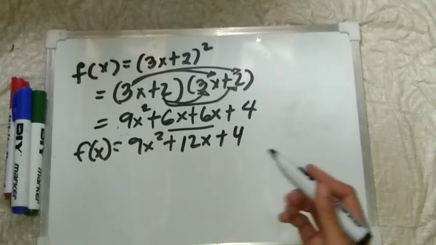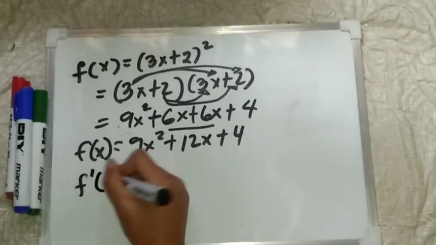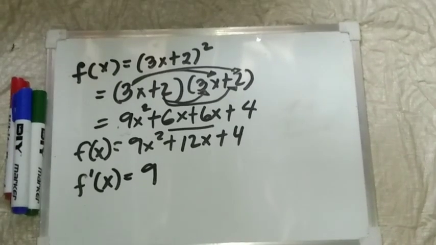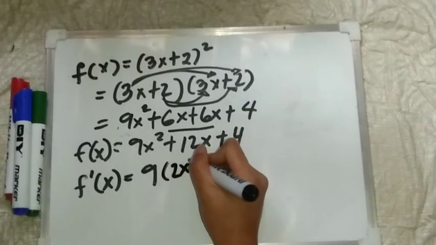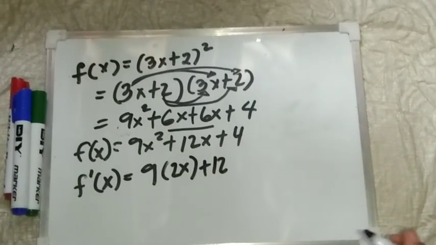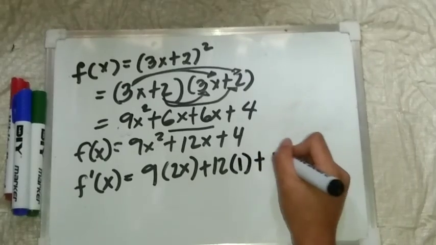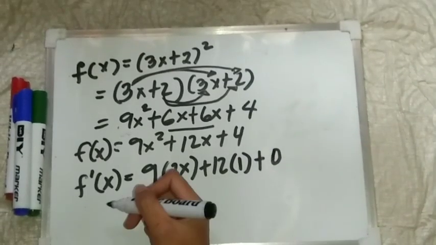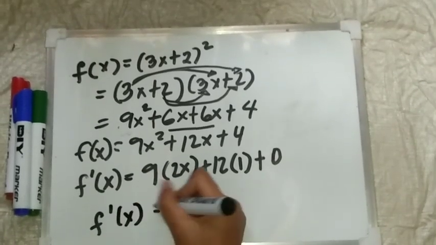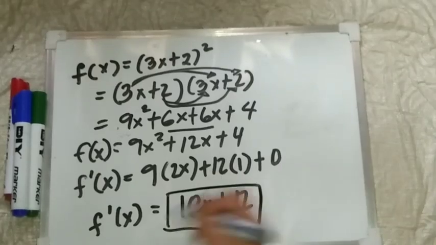Now in this form, it is very easy to find the first derivative. So f prime of x is equal to 9 times the derivative of x squared, which is 2x, plus 12 times the derivative of x, which will always be 1, and then the constant is 0. So f prime of x is equal to 18x plus 12. So this is the answer.